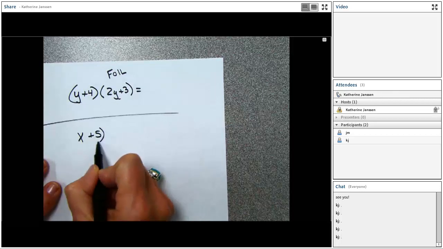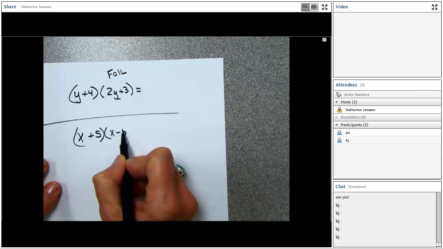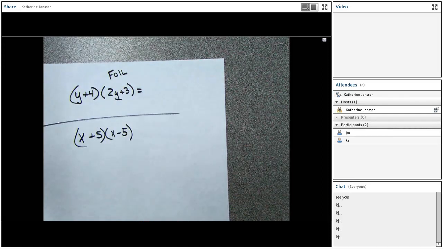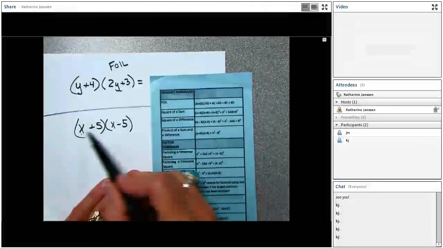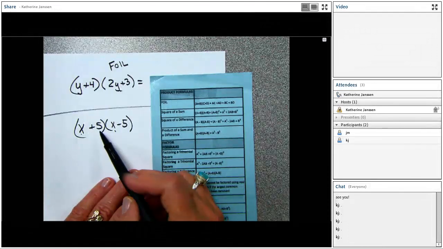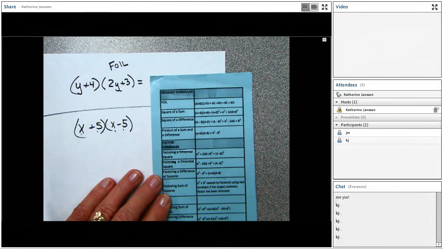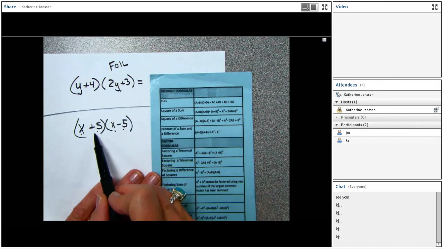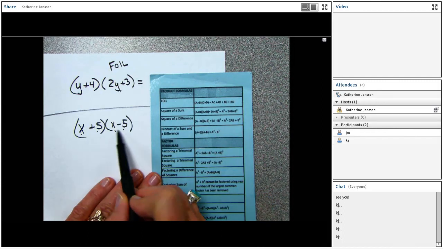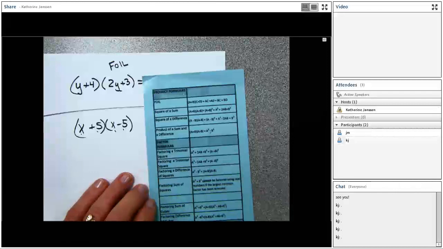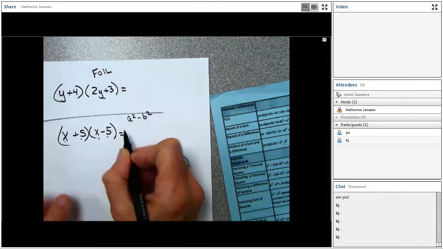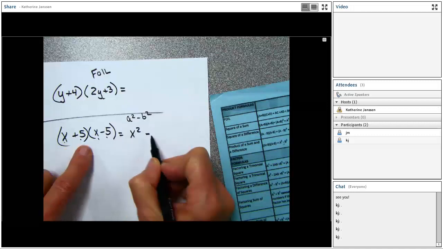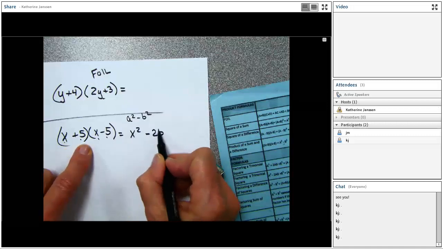x plus 5 times the quantity x minus 5. Oh, that's a binomial times a binomial, so I'm going to get out my blue card. Are the first 2 terms the same? Yes. Are the last 2 terms the same? Yes. I have the product of a sum and a difference, so my answer is a squared minus b squared. So I have x squared minus 25.